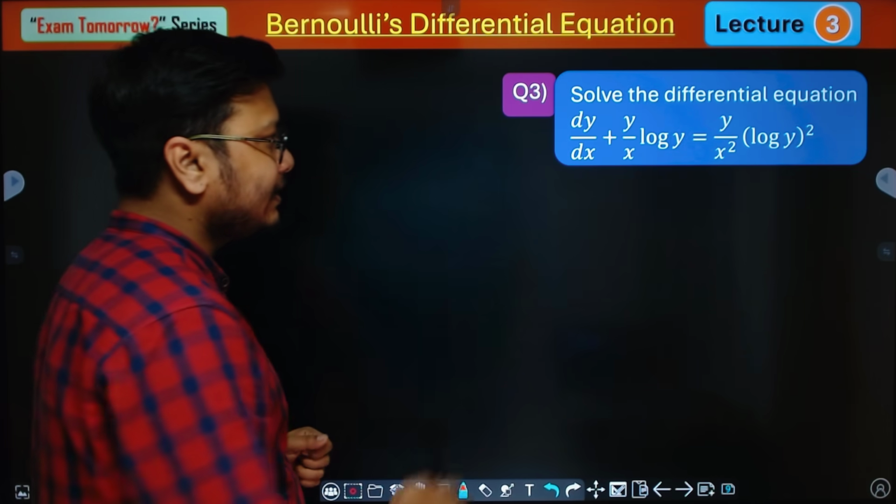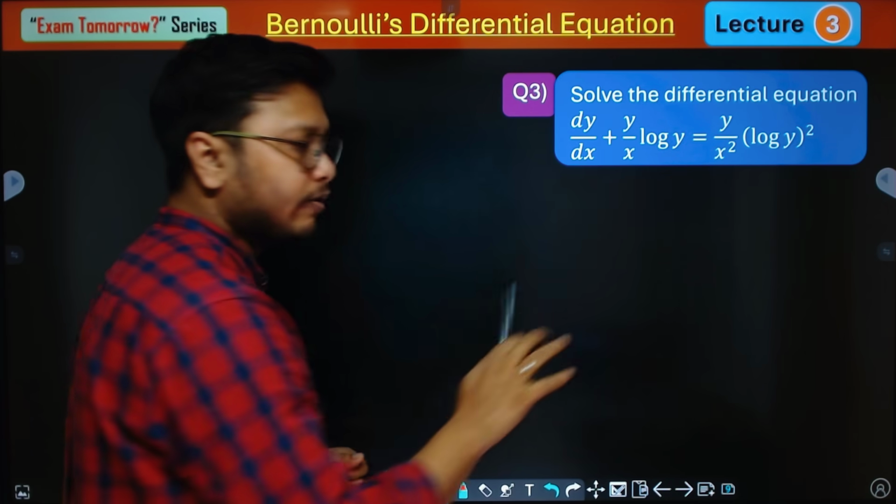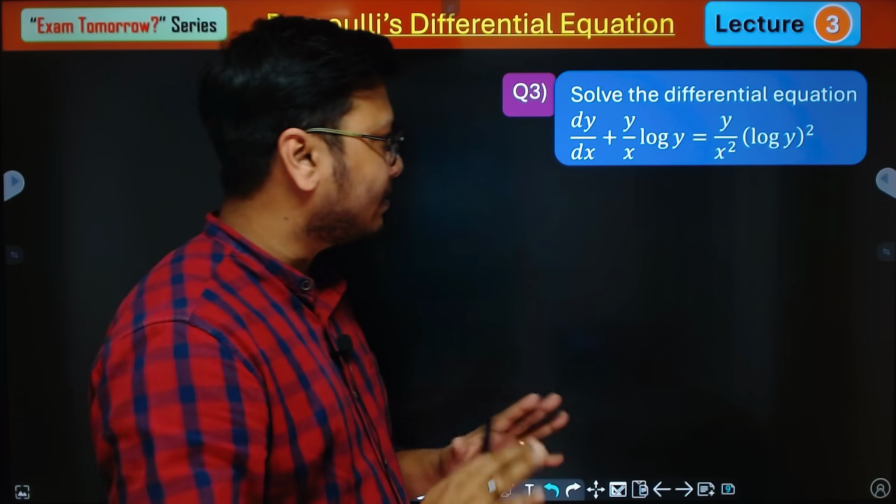So over here we can see that first of all the derivative has a coefficient of 1. So that's not a problem. That's a very good thing.